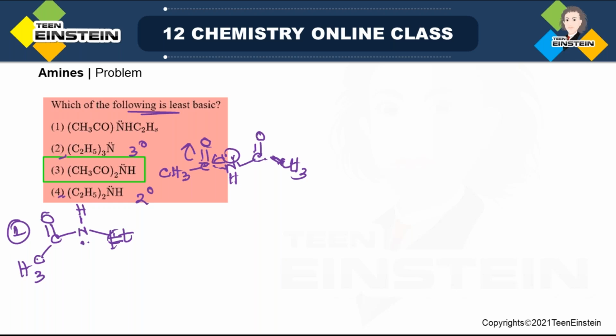This type of resonance in option 1 is also possible, but it is only on one side. But in this molecule, it is possible on both sides. That means lone pair availability is still less. Okay. And in options 1 and 3, on one side you have Et, while here on both sides you have a carbonyl. Et has some type of plus I effect, so there will still be some availability. So among 1 and 3, 3 has the least availability of lone pair, and that is why it is least basic.